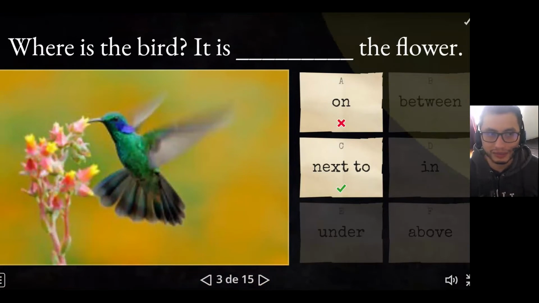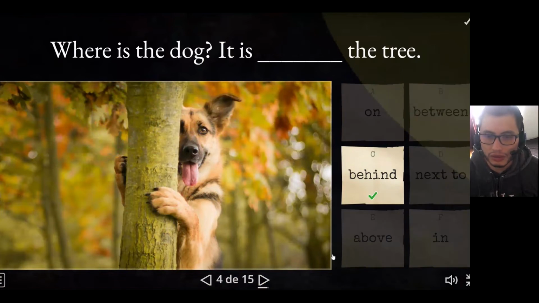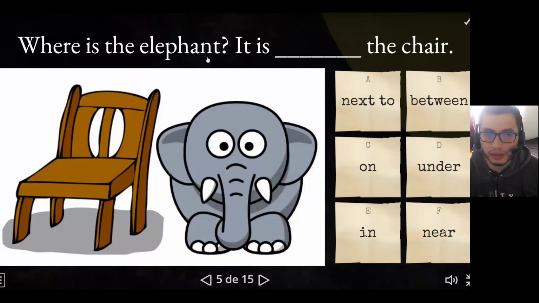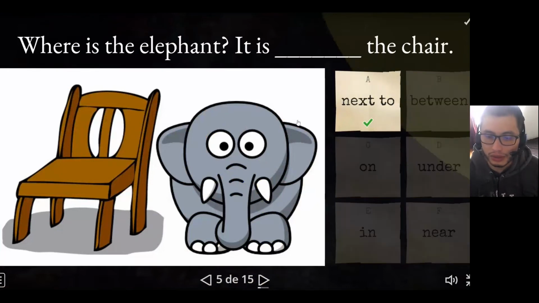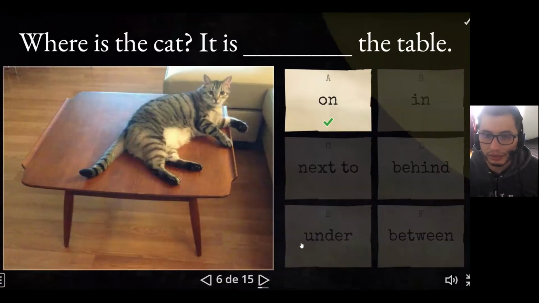That was complex. Okay, where is the dog? It is behind the tree. Of course it is. Where is the elephant? It is next to the chair. Amazing. Where is the cat? It is on the table. Very good job.